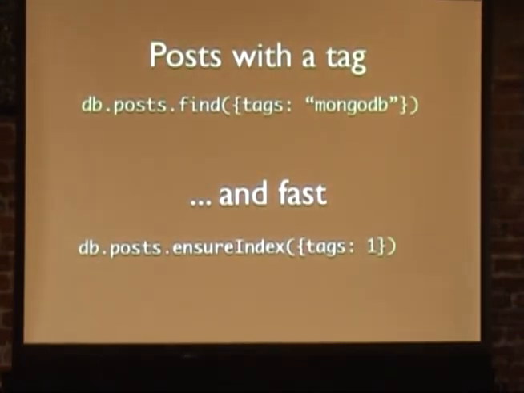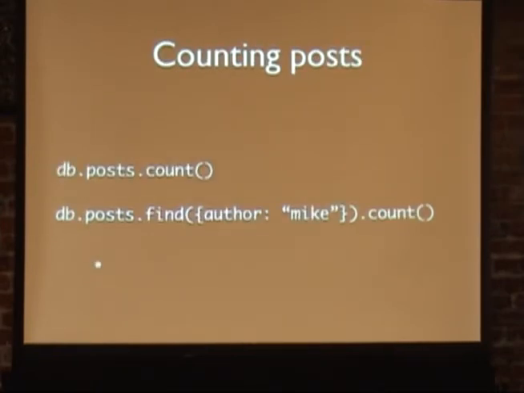So this is that multi-keys thing. Tags with an array. To find a post that had a MongoDB tag, you can just do this. And if we index on tags, then it will be indexed on each key in the array. So that query will be fast. You can do counts. So count all the posts in a collection, or count all the posts that match a query.